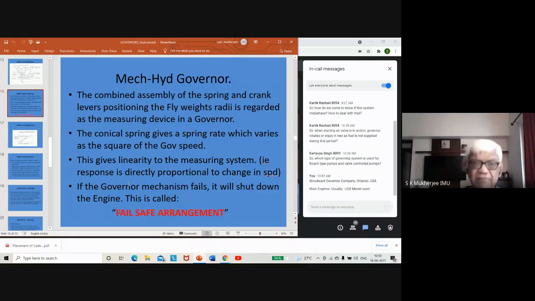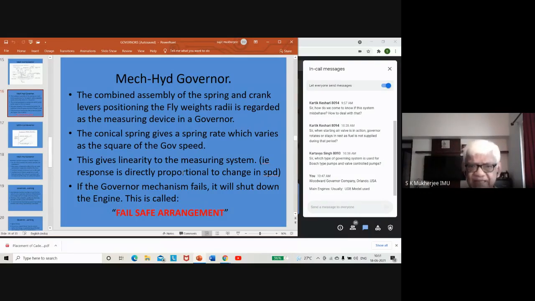But in the conical spring, up to a certain limit, of course, if you give 1 kg, it will go down 1 centimeter. If you give another kg, it will go down another 1 centimeter. If you give another kg, it will go down another centimeter. So up to 3 centimeters, possibly, it will go down proportionally. After that, it will not be the same, of course. Within a certain range, it will have linearity.